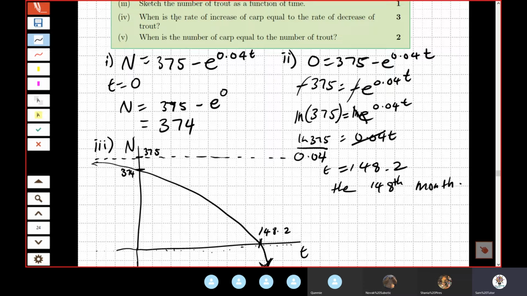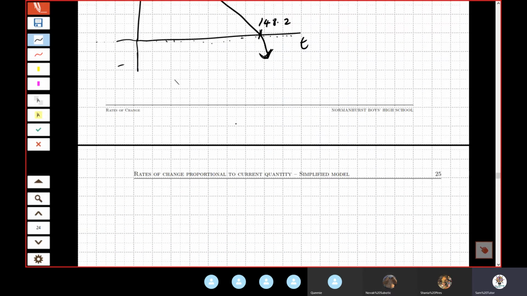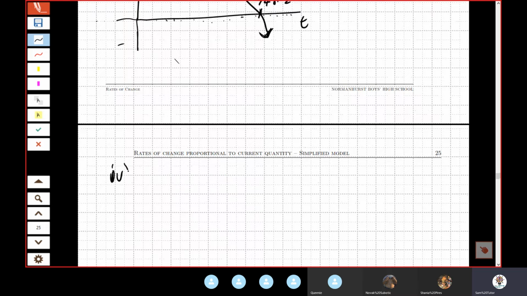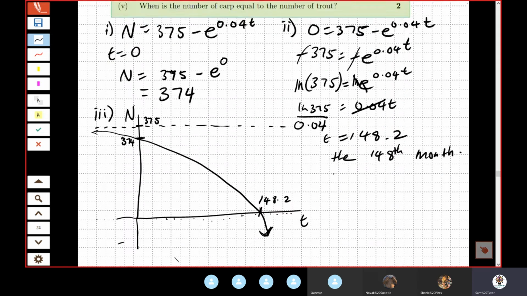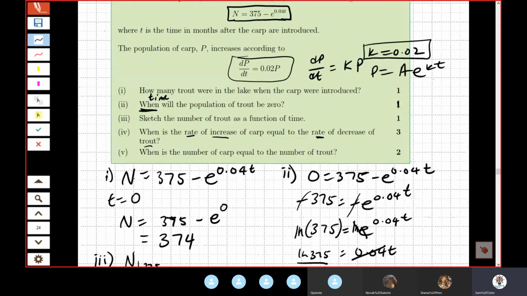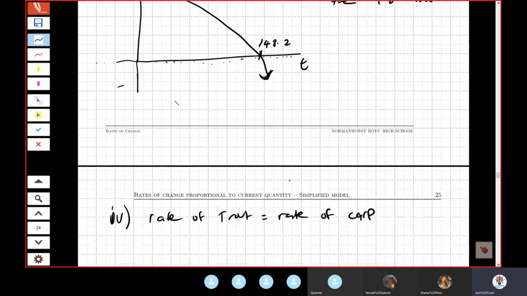IV. When is the rate of increase of carp equal to the rate of decrease of trout? 3 marks. So IV, rate of trout equal rate of carp. Now you've got to be careful. That's not when does the population of this equal the population of the other one, right? It's rate. So you already know the rate of carp. The rate of carp is 0.02p. That's already done.